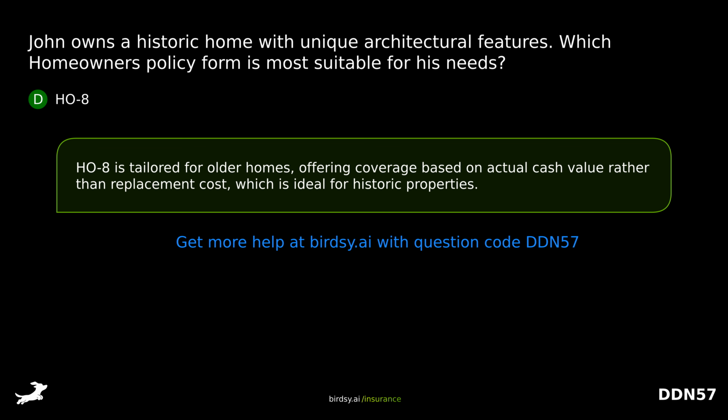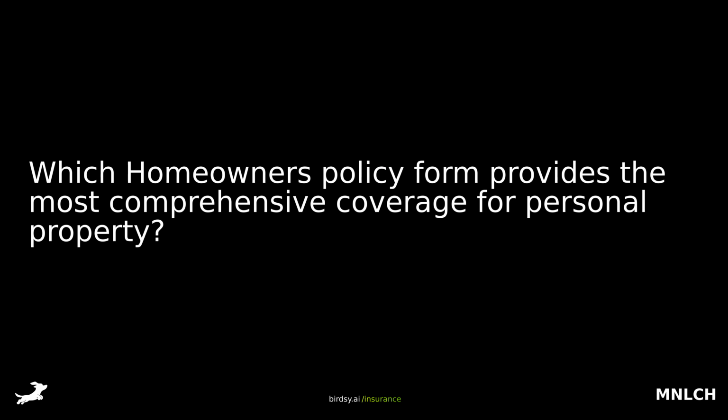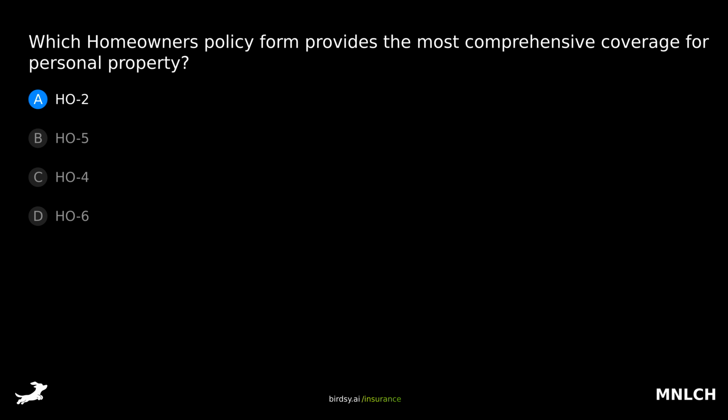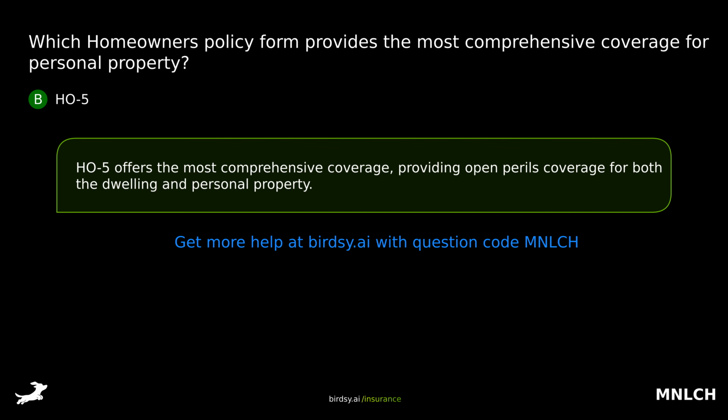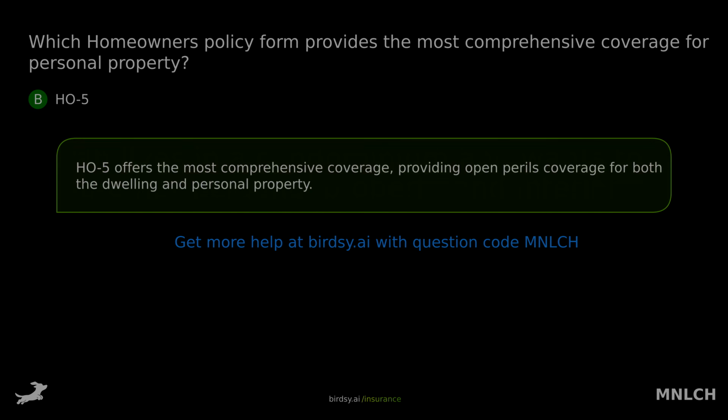ideal for historic properties. Which homeowner's policy form provides the most comprehensive coverage for personal property? Is it A, Homeowners 2, B, Homeowners 5, C, Homeowners 4, or D, Homeowners 6? The answer is B, Homeowners 5. Homeowners 5 policy offers the most comprehensive coverage, providing open perils coverage for both the dwelling and personal property.